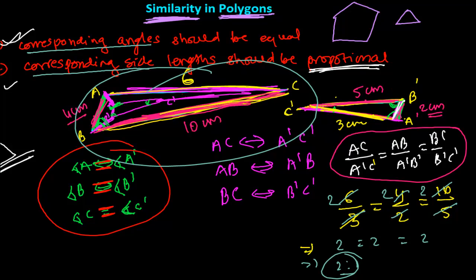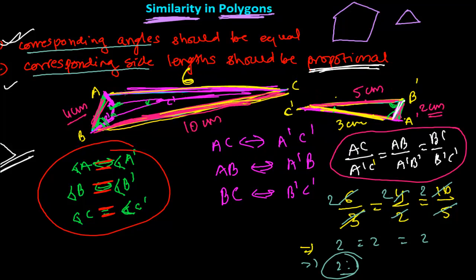So what is the ratio of the sides? All the sides of this figure, triangle ABC, are double all the sides of the smaller triangle A dash B dash C dash. So that is the meaning of proportional. It means that in a certain ratio one figure is bigger, or in a certain ratio another figure is smaller.